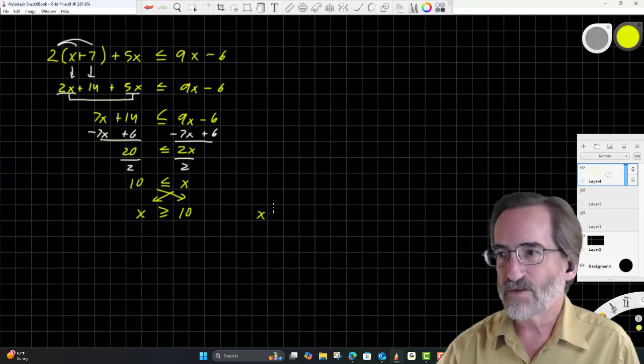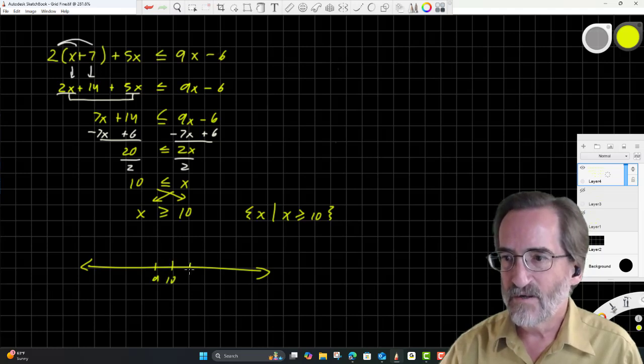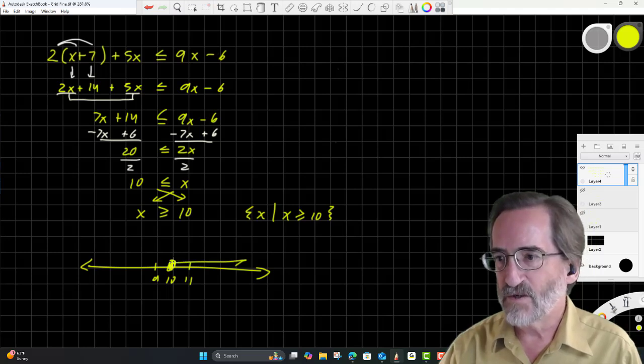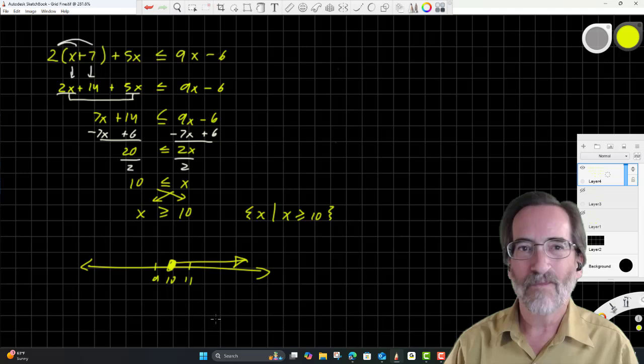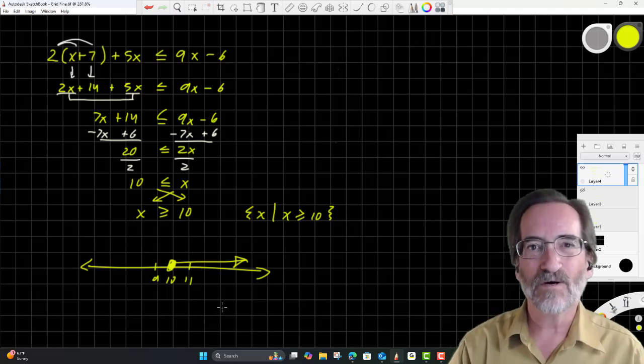So we write the solution set x such that x is greater than or equal to 10. We graph it as follows. 10, here's 9, here's 11. We would circle and fill in the 10 and shade to the right. Okay, so that's really kind of a summary of the idea of solving inequalities.